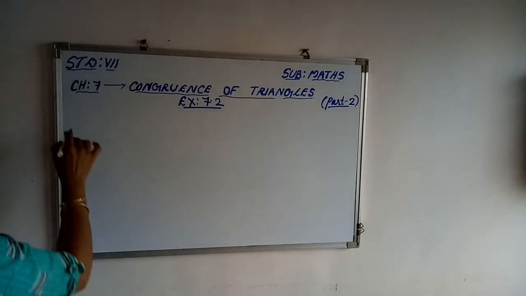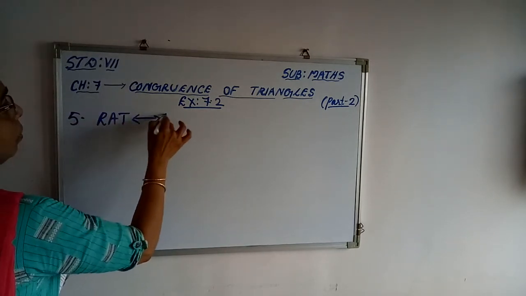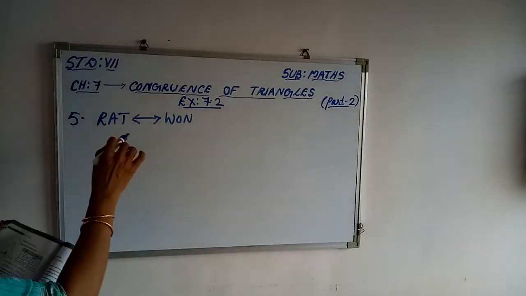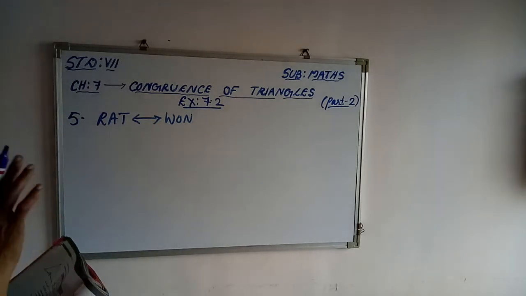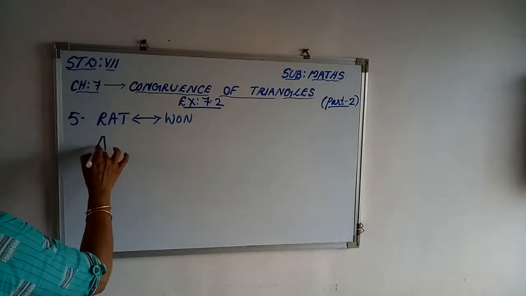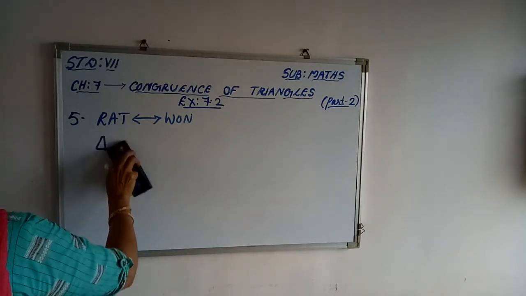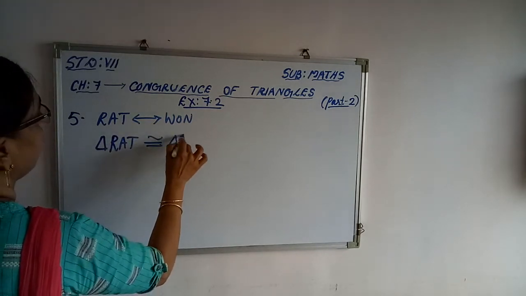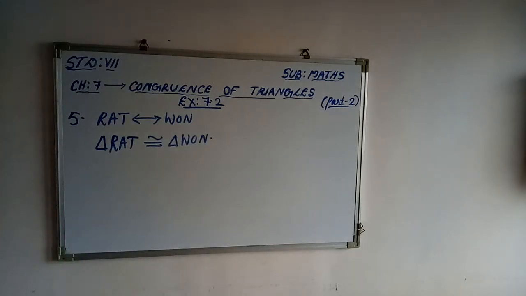So here the one-to-one correspondence is RAT corresponds to WON. So when you solve the sums in this exercise or in this chapter, you have to copy the question, then draw the figure also. Now, therefore, triangle RAT congruent to triangle WON. This is the congruent triangle.